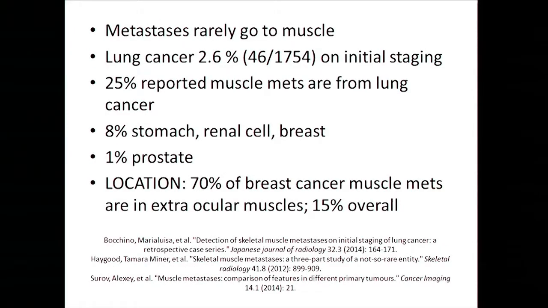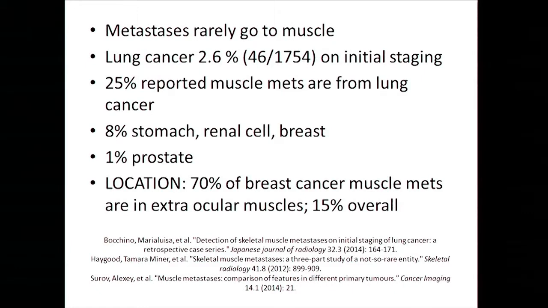What we also know is that metastases rarely go to muscle. In lung cancer, about 2.5% on their initial staging will have metastases in their muscles. So that's the highest amount you're going to find. And if you look at reported muscle metastases, 25% are from lung cancer, 8% are from stomach, renal, and breast, 1% are from prostate. Now, there's about the same number of people with lung cancer, breast cancer, and prostate cancer. But there's 25 times more muscle metastases from lung than from prostate.